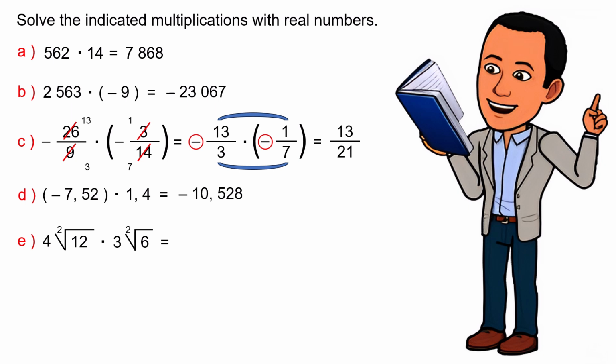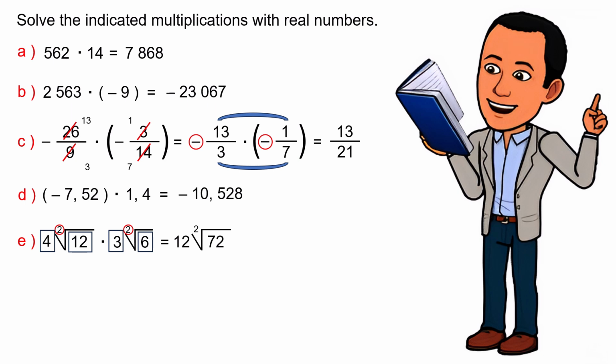Literal E: 4 square root of 12 multiplied by 3 square root of 6. In this fifth case, we have the product of irrational numbers but with equal indexes. Then, we start multiplying the coefficients, obtaining 12. We keep the same radical, and multiplying the subradicals, we obtain 72.